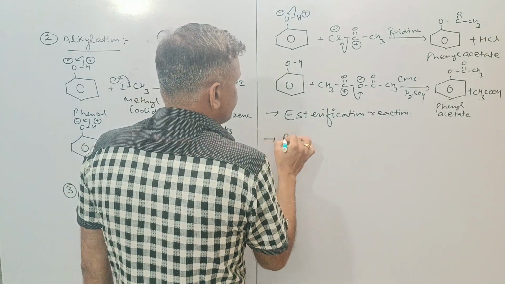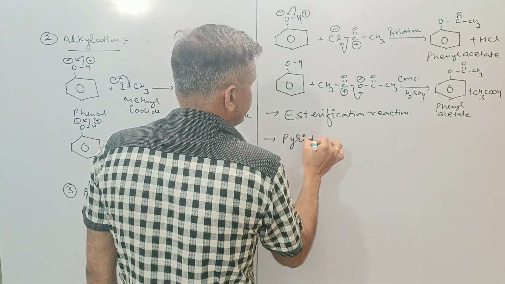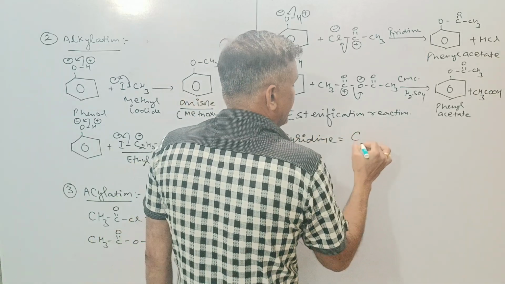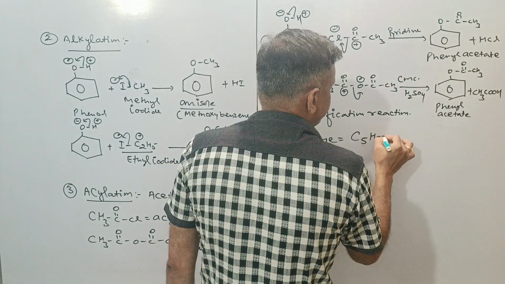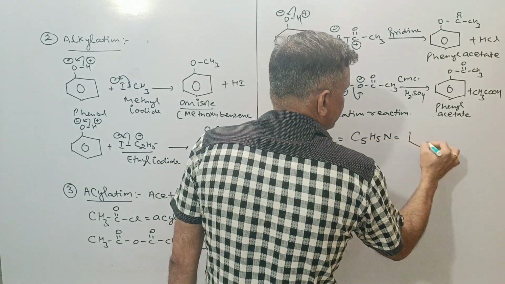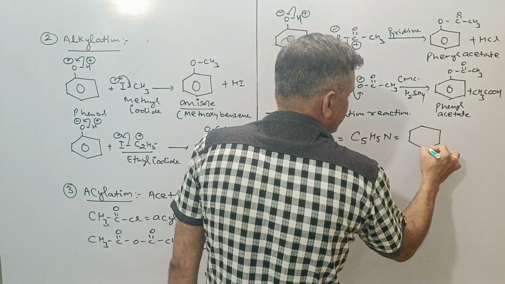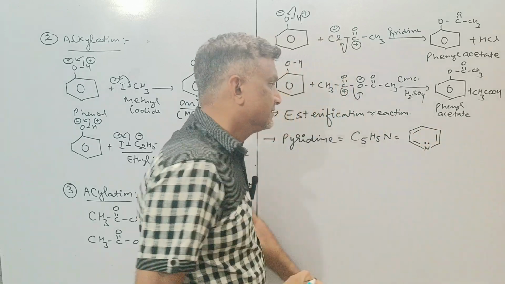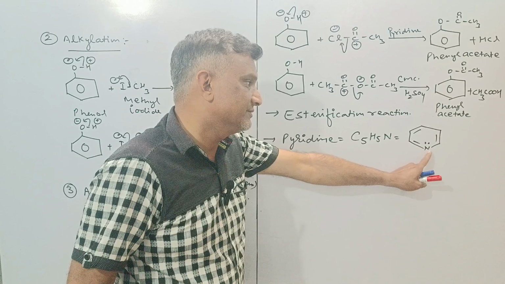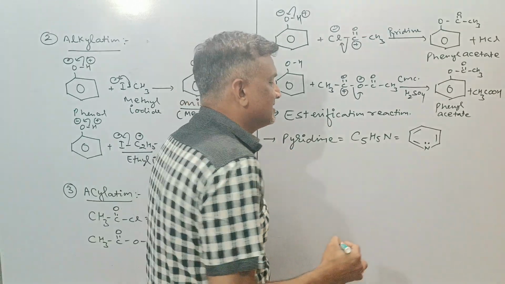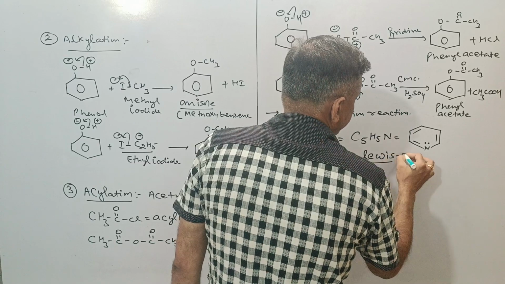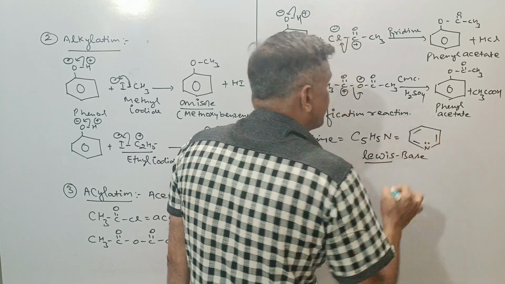Here, the compound pyridine used is a heterocyclic compound having the formula C5H5N, with a structure like this, and this is the C6H5, and due to the presence of a lone pair it acts as a Lewis base. Lewis base की तरह काम करेगा.